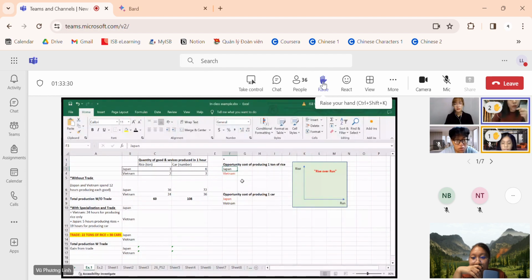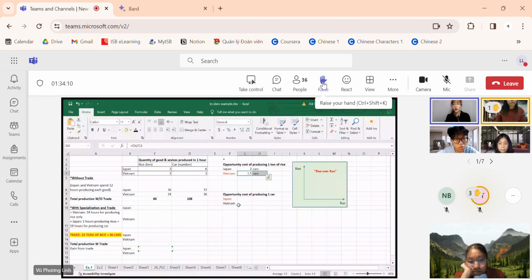Okay, so for me, the opportunity cost of a ton of rice for Japan is 6 cars, but for Vietnam is only 3 cars. How can you come up with that? We divide 6 by 3? Okay, it's your answer, right? So just tell me. I don't care about right or wrong, guys. Just let me know so I can correct you. Yes, your answer here. My answer for Japan is 2, and for Vietnam is 1.5. All right, good.